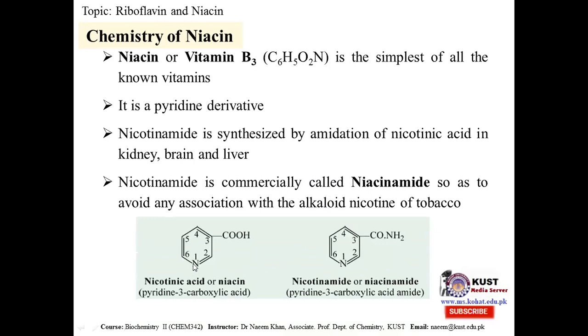Here is the structure, just a pyridine ring having an acid group at position 3, and this can be changed to a derivative. It may be changed to nicotinamide by imidation, when the OH is replaced by an amino group. So basically vitamin B3 is nicotinic acid, termed officially as niacin, and it occurs in the main derivative form nicotinamide, which is termed officially as niacinamide.